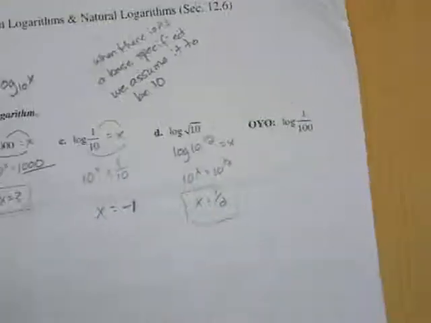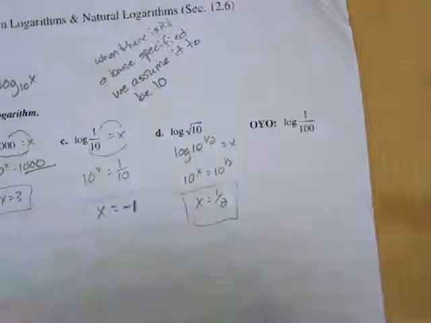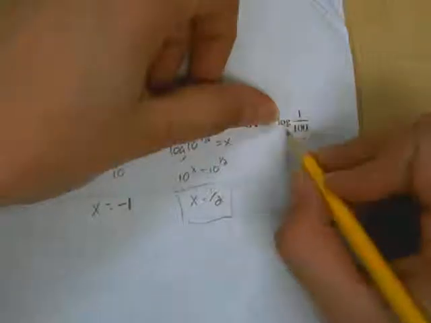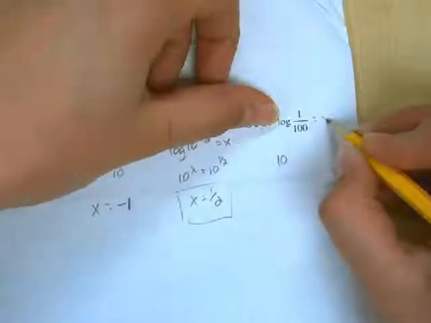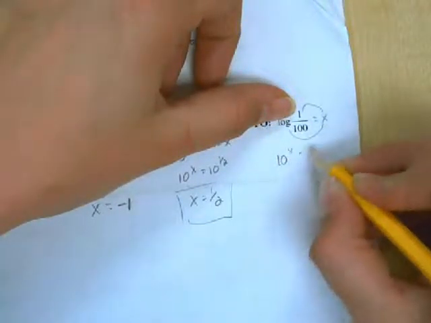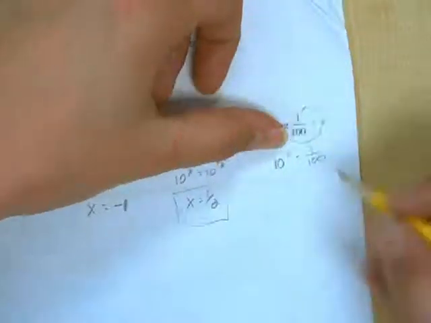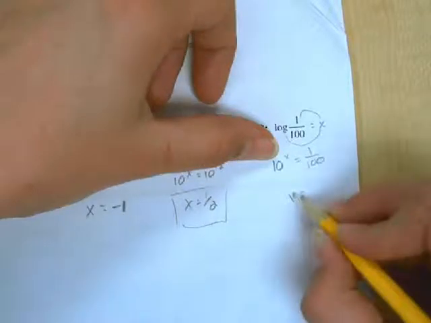Hit the pause button, see if you can get this on your own, then come back and see if you're right. When I do this and set it equal to x, I get 10 to the x power equals 1 over 100. So I have to figure out 10 to what power gives me 100? Well, 10 squared. So I know x has to be a 2.